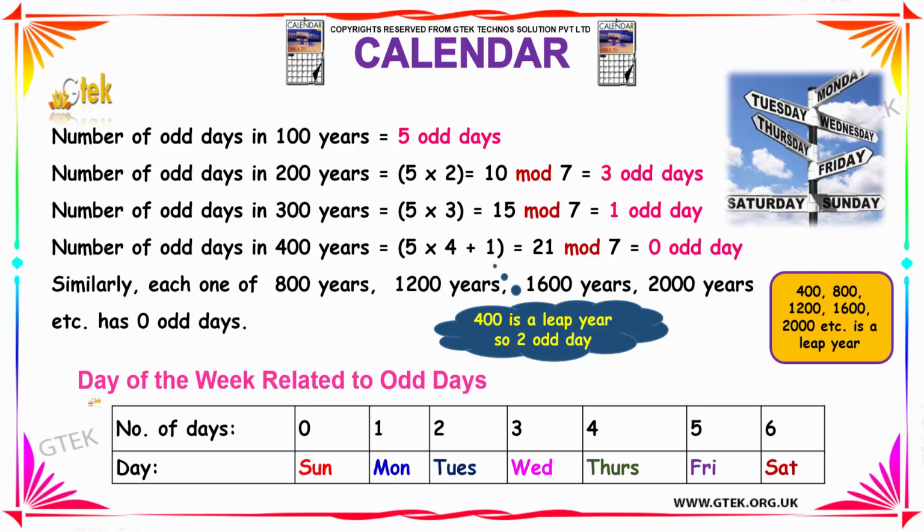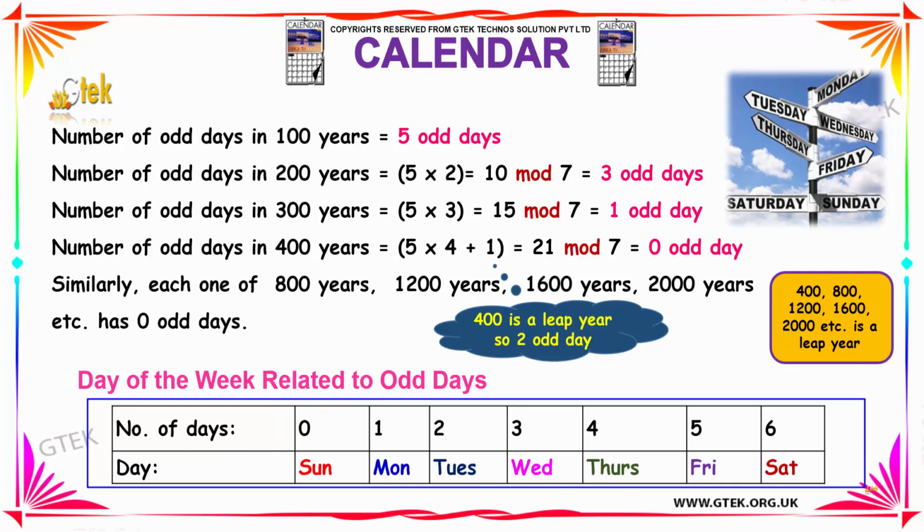The day of the week related to odd days is depicted as follows. If it is 0 odd days, then it is the same day itself. If it is 1 odd day, then it is Monday. Similarly, you can calculate with the number of odd days.